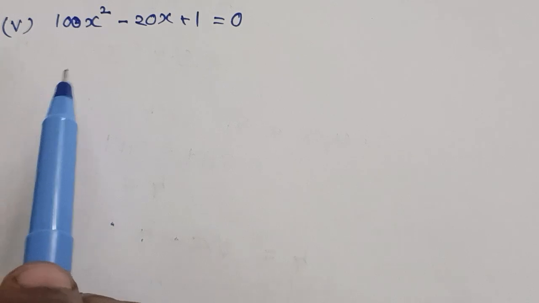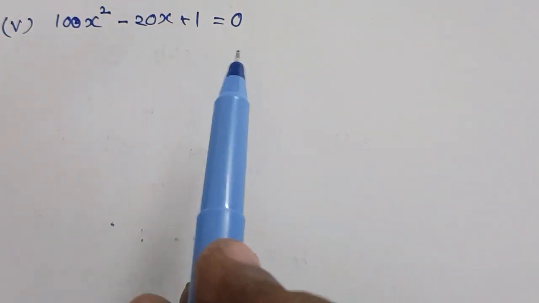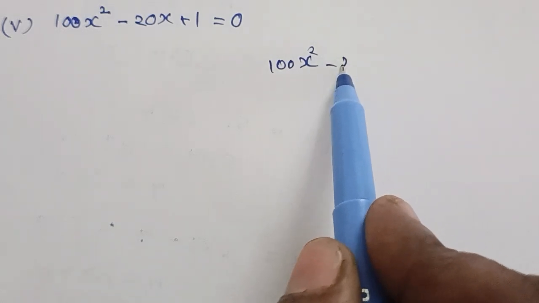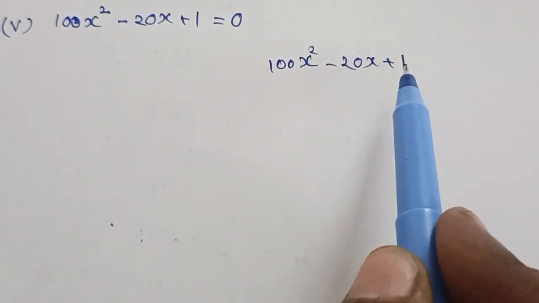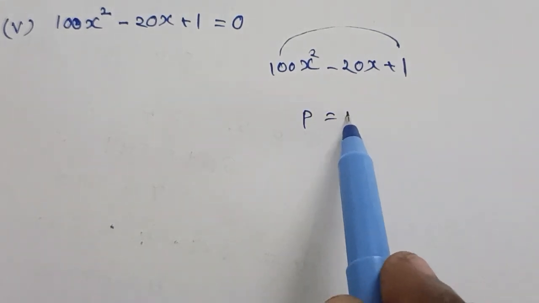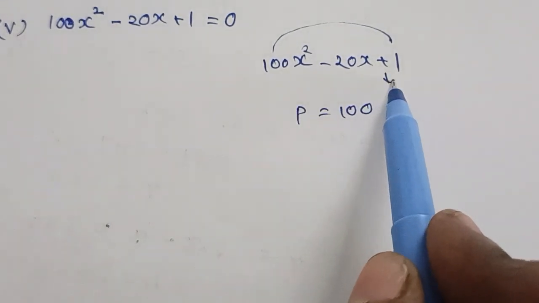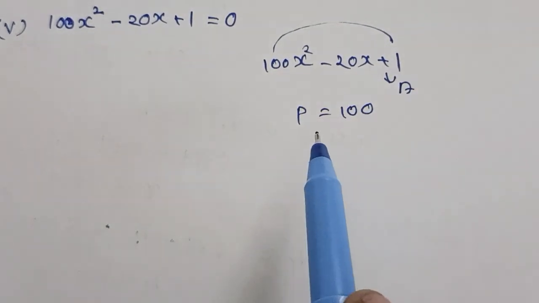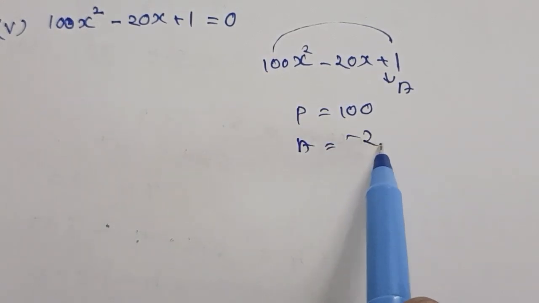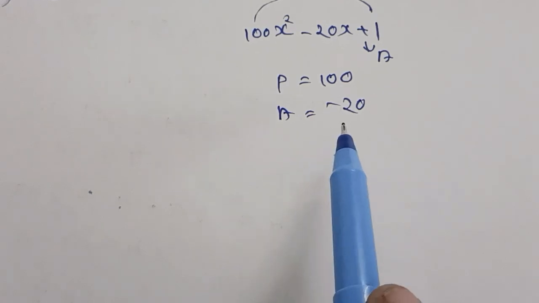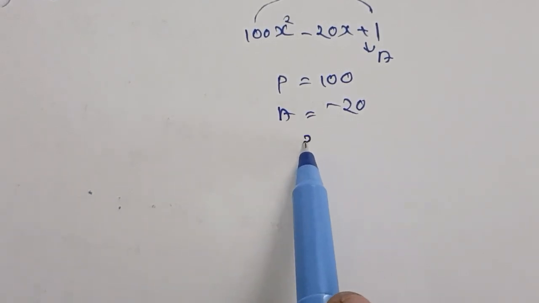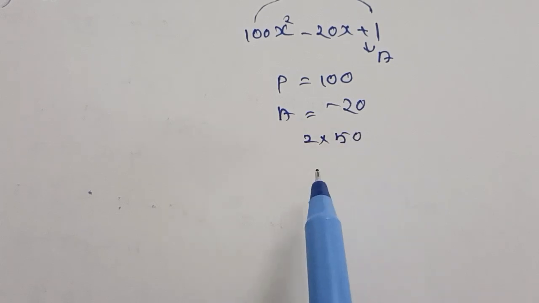Fifth question, 100x square minus 20x plus 1 equal to 0. 100x square minus 20x plus 1. Product equal to 100 into 1. Product equals 100. Last sign plus. Therefore, adding the same numbers, we have to get minus 20. 1 into 100 gives 100. 2 into 50, but it will become 52 after addition.